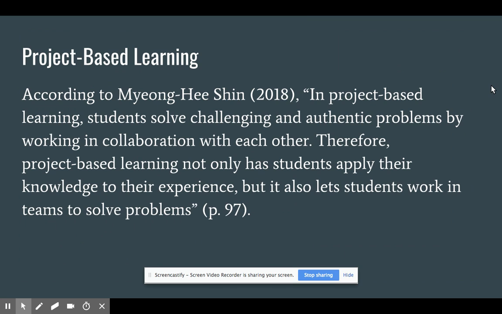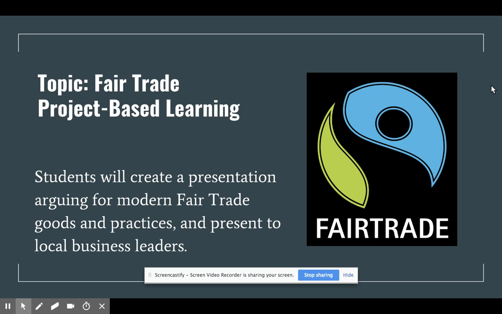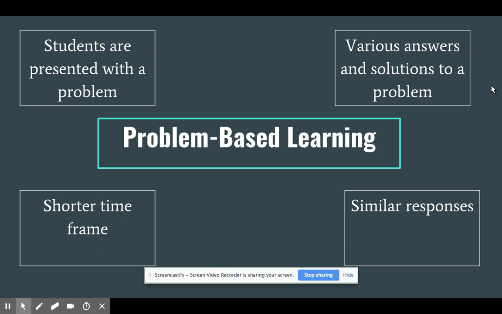So according to Myung-Hee Shin, in project-based learning, students solve challenging and authentic problems by working in collaboration with each other. Therefore, project-based learning not only has students apply their knowledge to their experience, but it also lets students work in teams to solve the problems. So thinking about the fair trade topic through project-based learning, students would be working together collaboratively. They would be researching and finding out why businesses should practice fair trade and how to convince businesses to actually follow through and only buy and sell fair trade items.